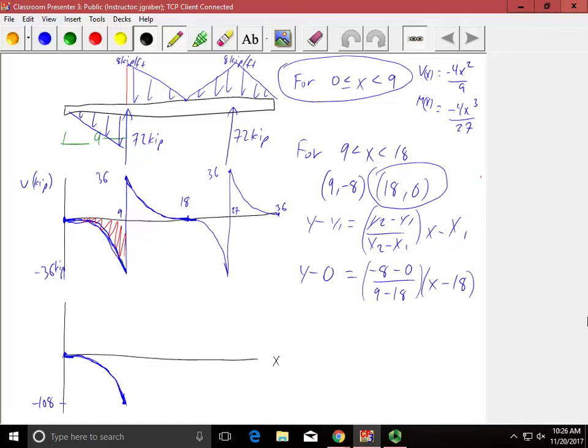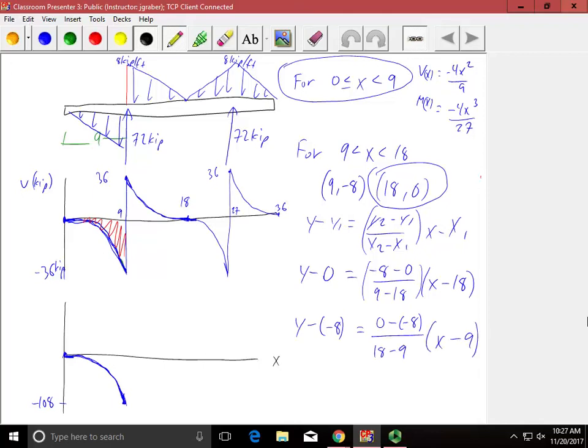Like I couldn't put x minus 9. I have to put x minus 18 because I picked that second point as my x1, y1. If you want to see it, let's do it both ways. x minus negative 8 equals 0 minus negative 8 over 18 minus 9 times x minus 9.